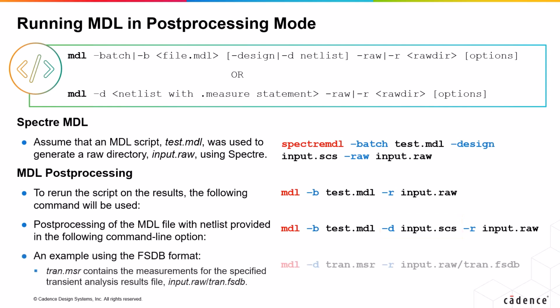And this is another example using the FSDB format, where the tran.msr contains the measurements for the specified transient analysis results file in the input.raw/tran.fsdb.